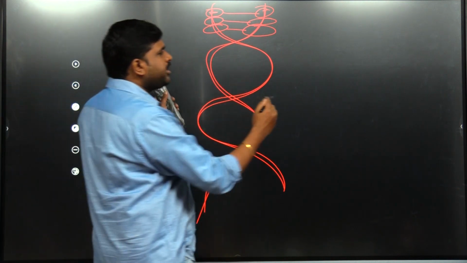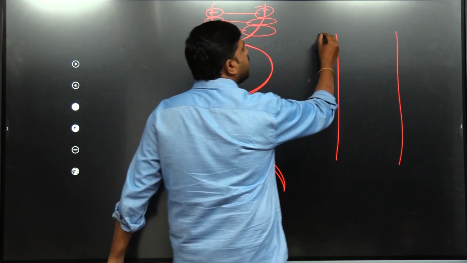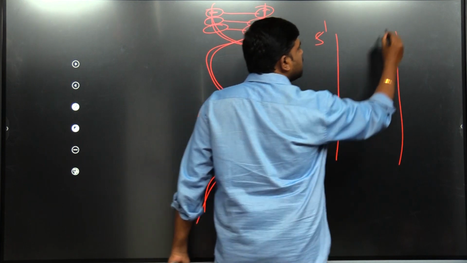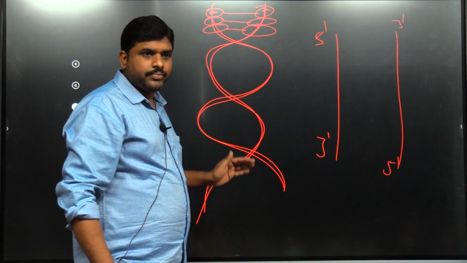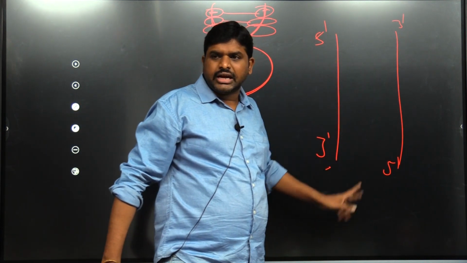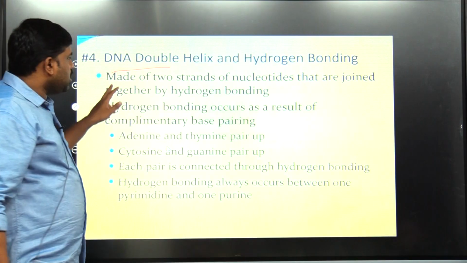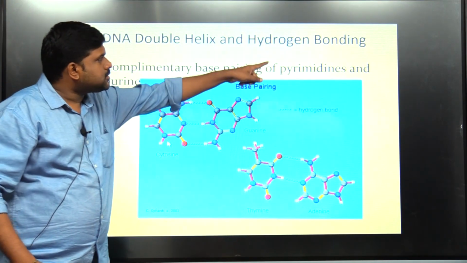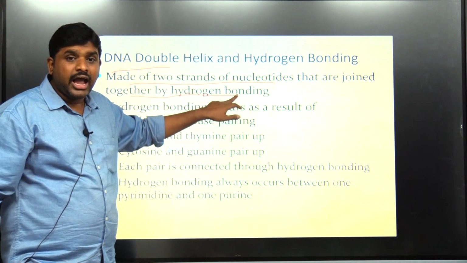The double helix structure is anti-parallel. Means if I open it, it will not be the same like this. It will be 5 prime, 3 prime, 3 prime, 5 prime, which are anti-parallel. So these are anti-parallel, not parallel. It is made of 2 strands of nucleotides joined together by hydrogen bonding.